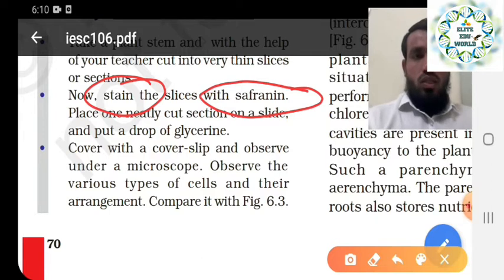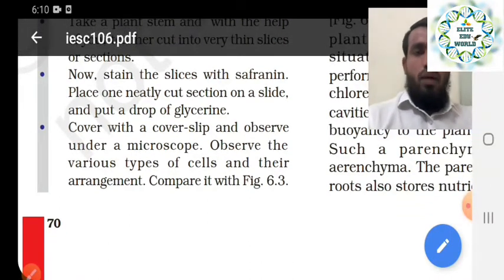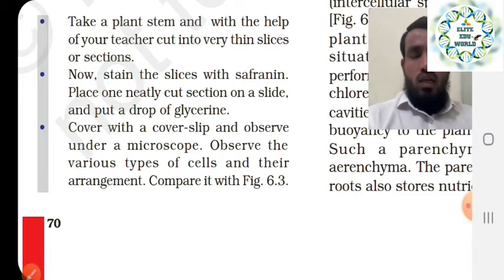So we use the stain, place the neatly cut section on the slide, and then put a drop of glycerin. The glycerin will make the visibility very clear while you are looking into the microscope. Then cover with the cover slip and observe under the microscope. The cover slip, as you have seen in earlier practicals, covers the material and protects it so that it will not be disturbed. And then we observe under the microscope.